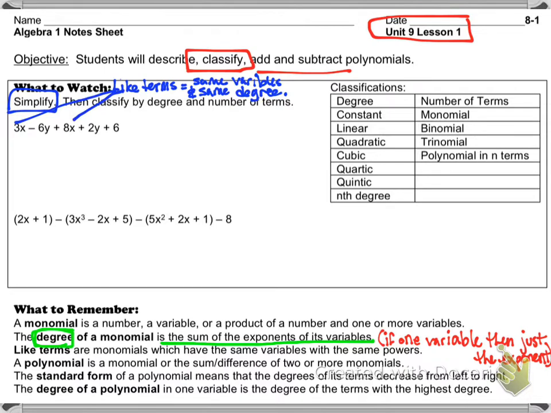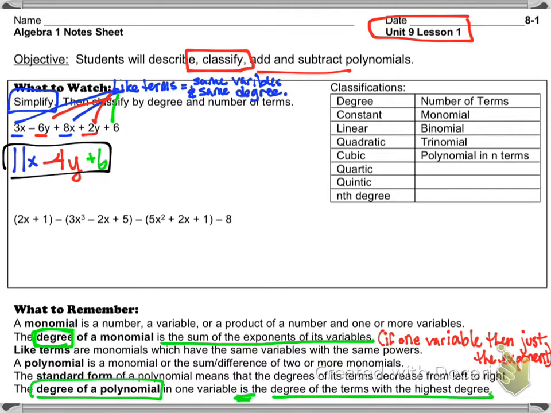single term. So those are like terms because they both are x with a degree 1. These are like terms, are both y with a degree 1. 6 is its own like term. So combining like terms gives us that result.